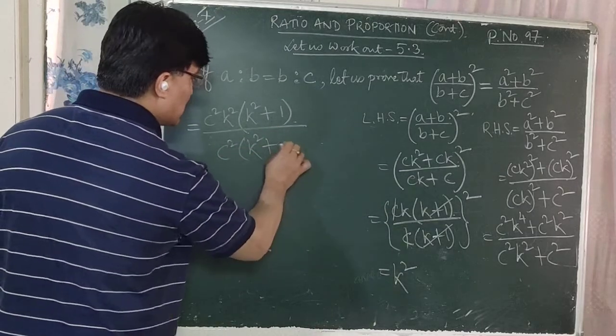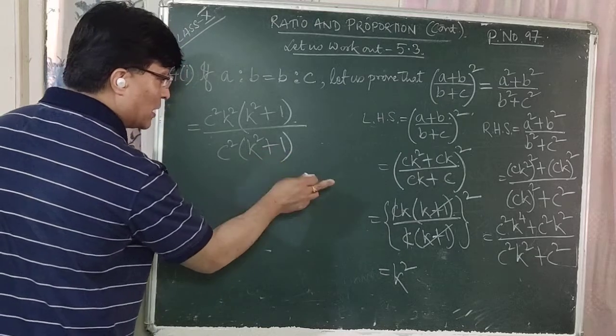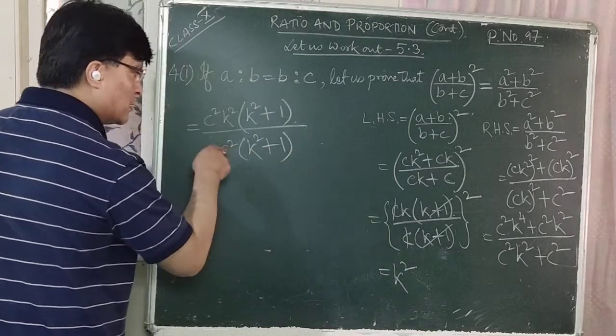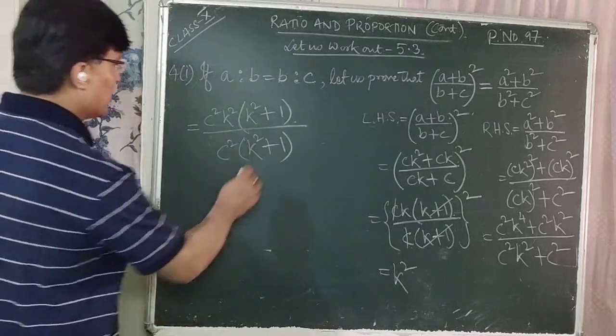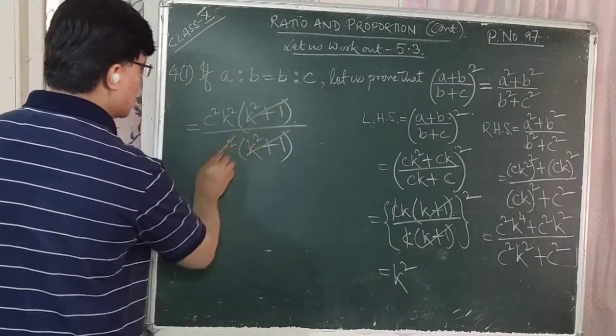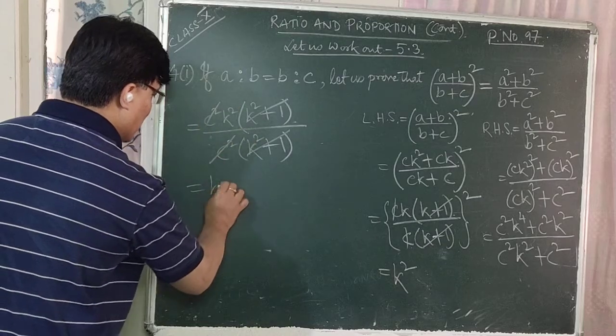k square plus c square is taken common out here. c square is taken common out here, so it is 1 within bracket. Okay, so we can cancel here. k square plus 1 gets cancelled. c square gets cancelled. So what do we get?